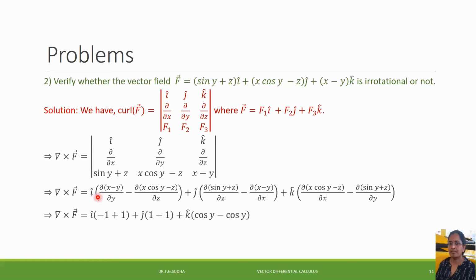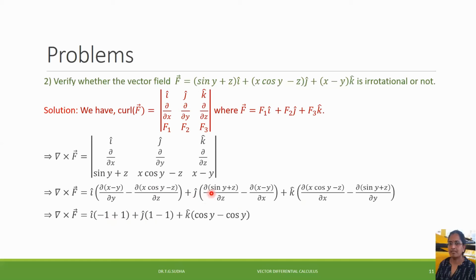So the first term contains i into dou by dou y of x minus y. So we get minus 1. Next minus dou by dou z of x cos y minus z. x cos y becomes 0. Minus z gives us minus 1. So minus into minus is plus 1. So we get i into minus 1 plus 1.